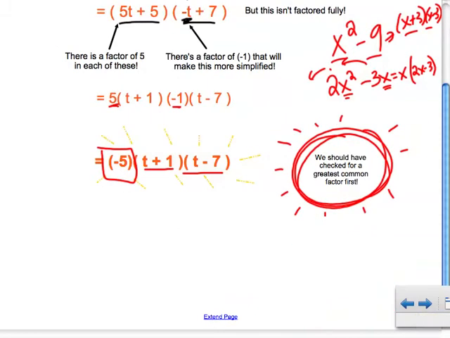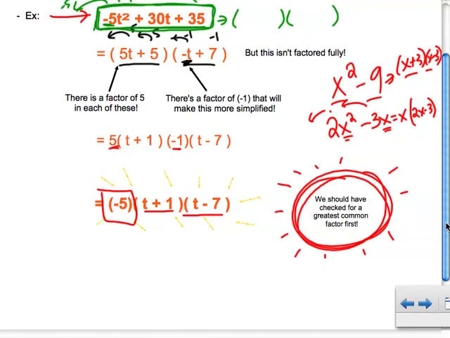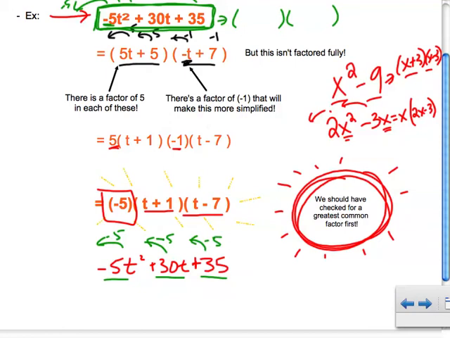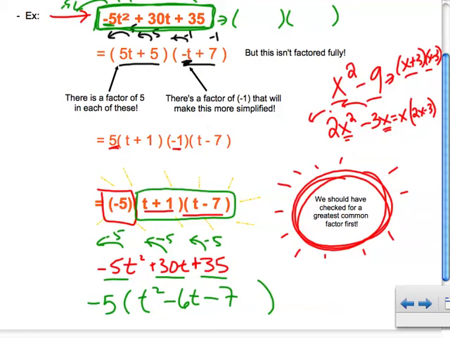Okay, if I were to start this problem all the way over and do it correctly, I won't go through the whole thing, but I'll show you how much easier it gets if we first start by looking for a GCF. So in our 3 terms, I can pull out negative 5. When I take out that negative 5, I'm going to get t squared minus 6t minus 7, yeah? And that's much easier to factor. You can see here how that would turn into t plus 1 and t minus 7.